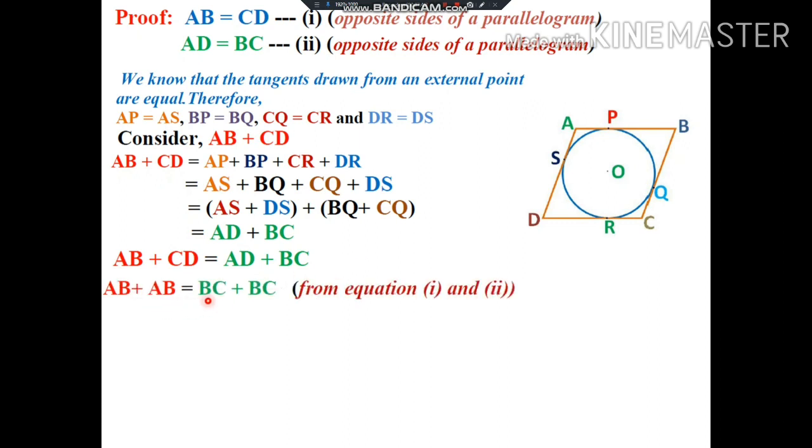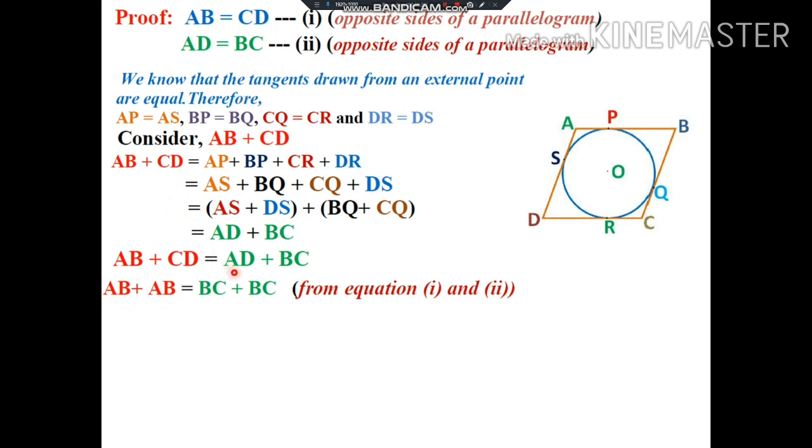Now, why children? You should use equations 1 and 2. Equation 1: AB is equal to CD. Equation 2: AD is equal to BC. So in the place of CD, again you can write AB. CD is equal to AB. Why? They are the opposite sides of a parallelogram. So you write AB and AB two times.